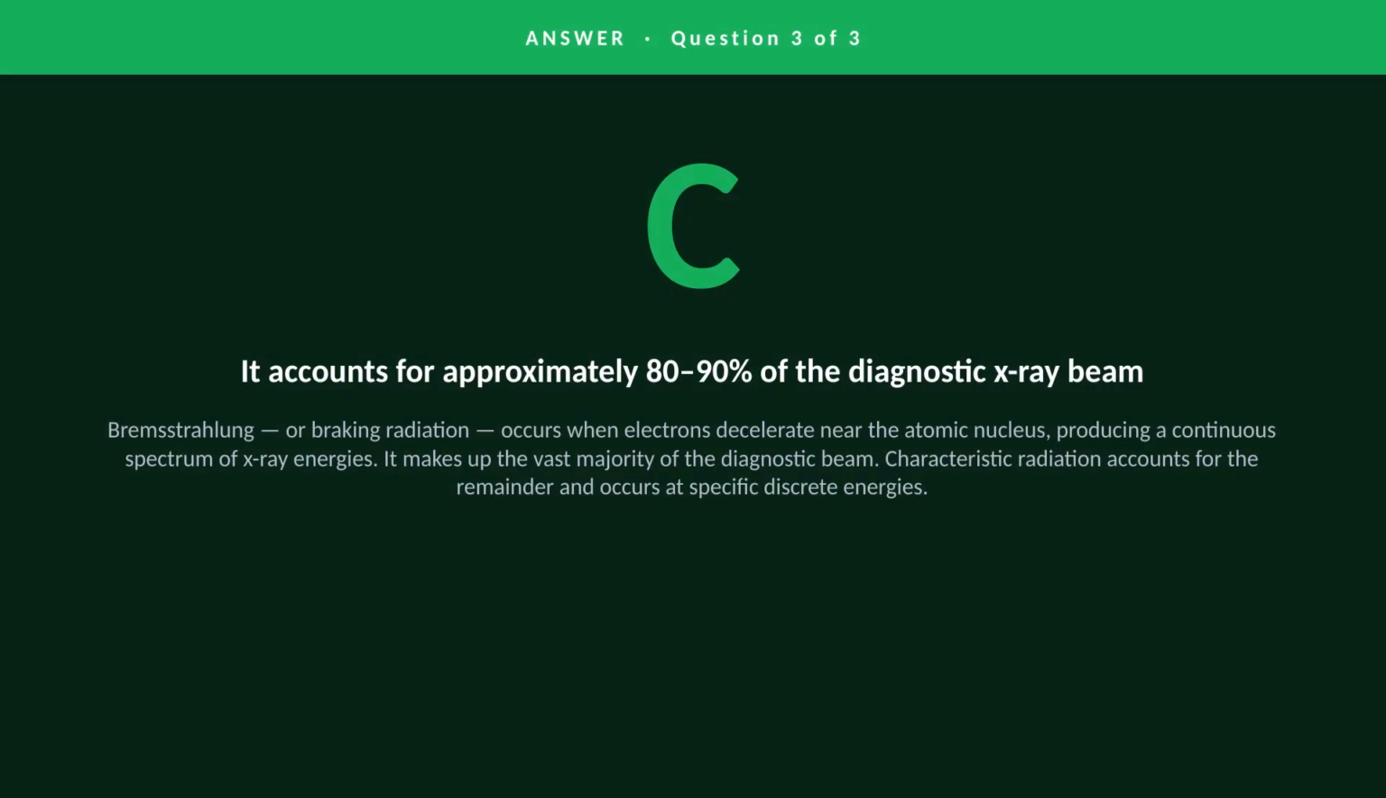The answer is C. It accounts for approximately 80 to 90% of the diagnostic X-ray beam. Bremsstrahlung radiation results when electrons decelerate near the atomic nucleus, producing a continuous spectrum of X-ray energies. It makes up the vast majority of the diagnostic beam.